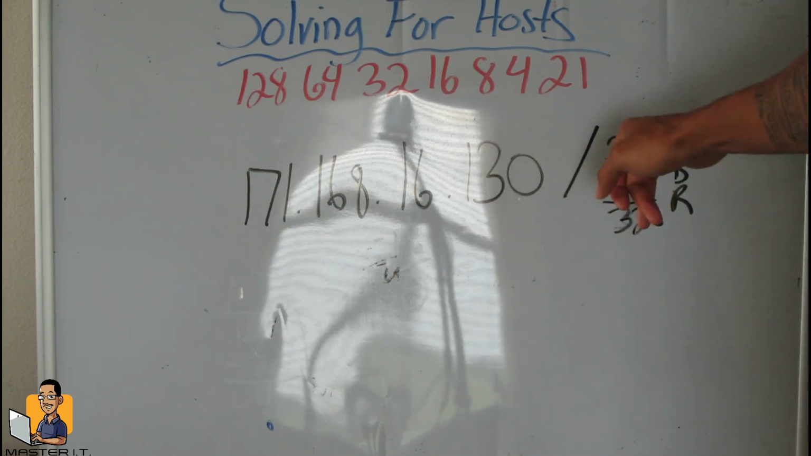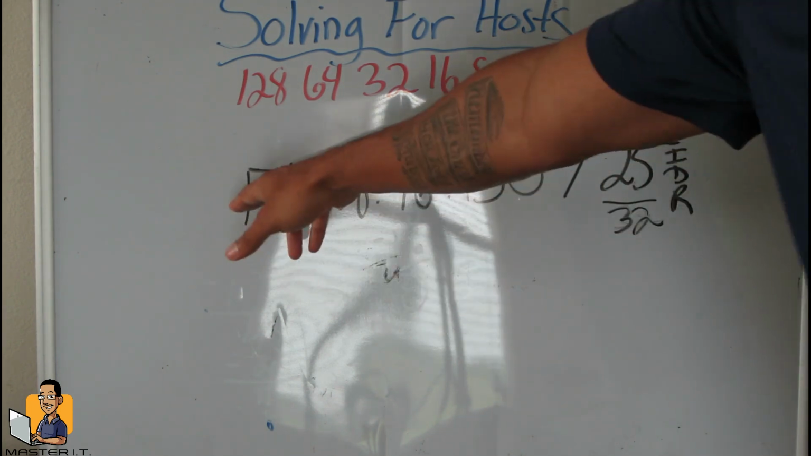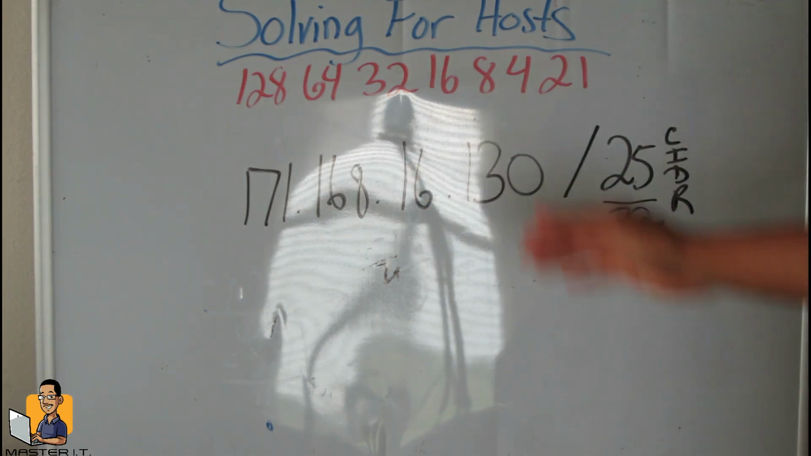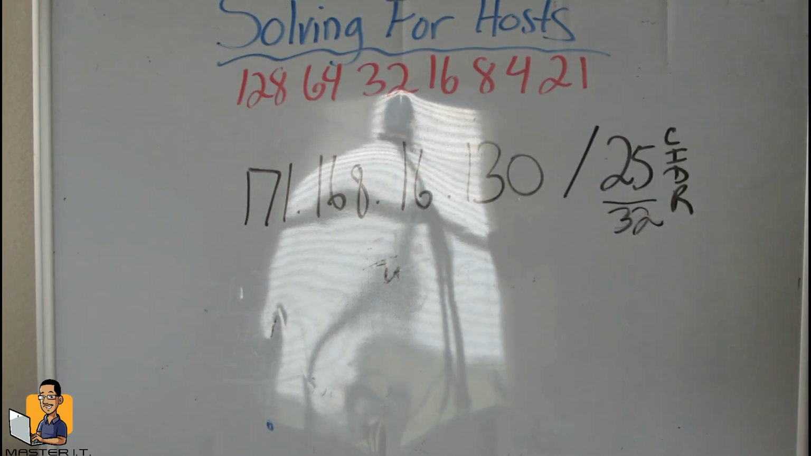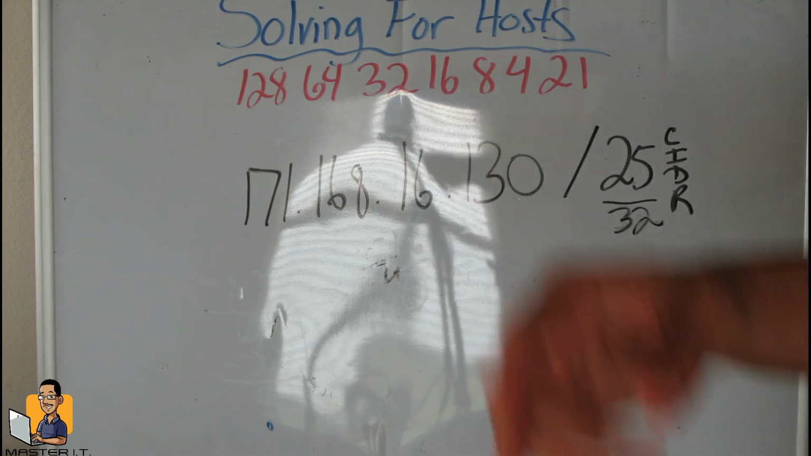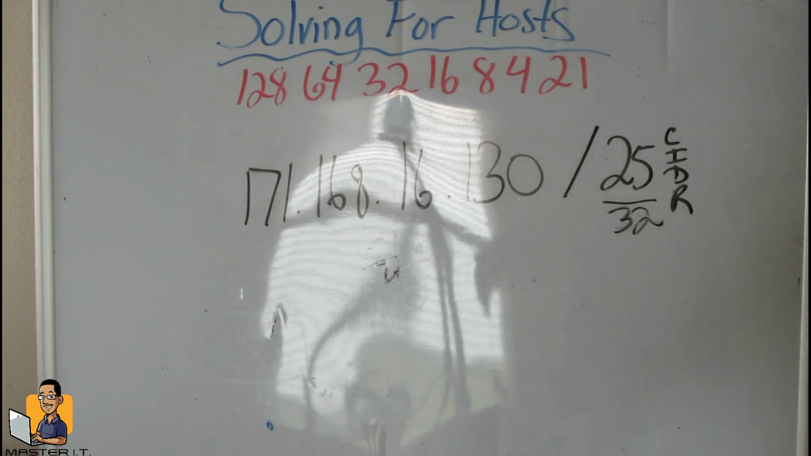One more time, slash 25, 32 bits: 8, first octet; 16, second octet; 24, third octet; 25, the last octet. To keep things super simple, the question is, how many hosts can we get from this IP address? Don't make it more complex than it has to be. All you have to do is take away two from the last bit value that's turned on, and then you'll get how many hosts you need.